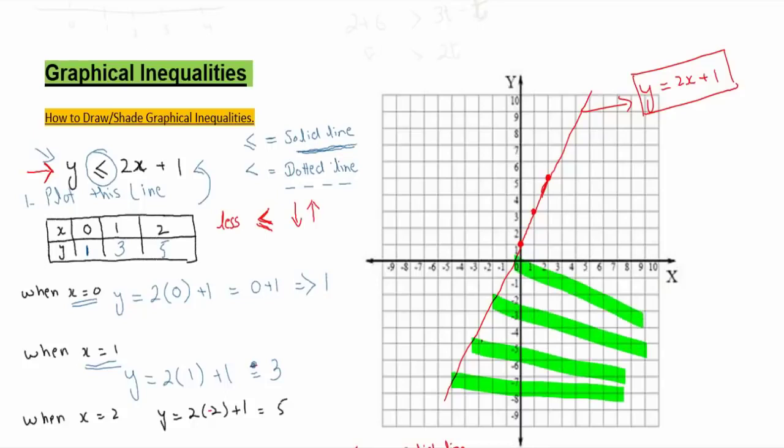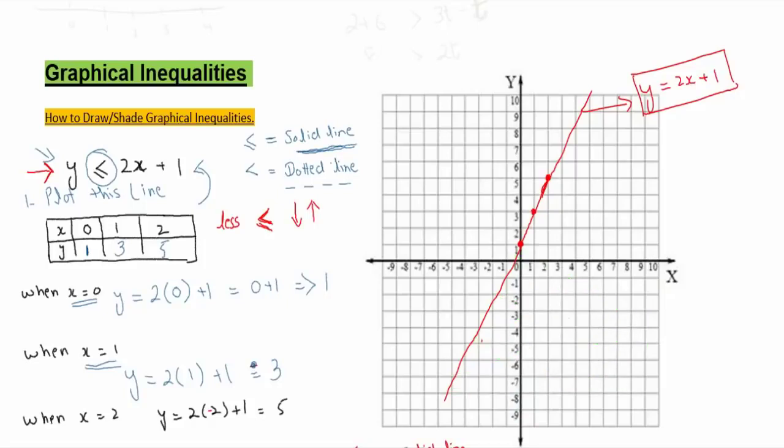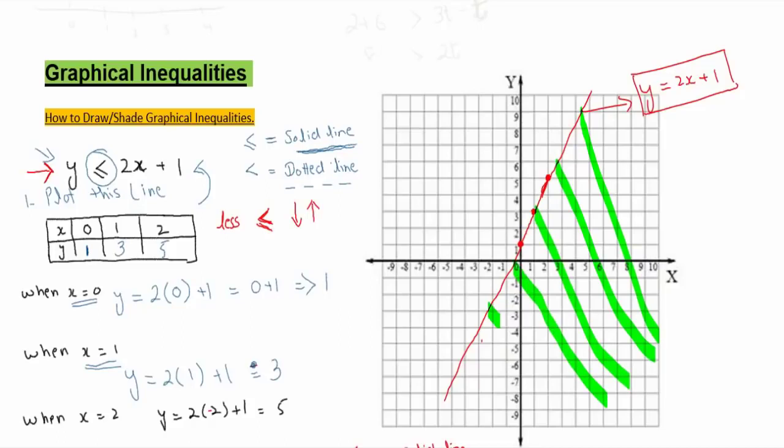Let me show you in a better way, that I am going to shade some region just below this line. This is indicating that my required region, the lower values of this line, would satisfy this inequality. Okay, let's move on to another example.